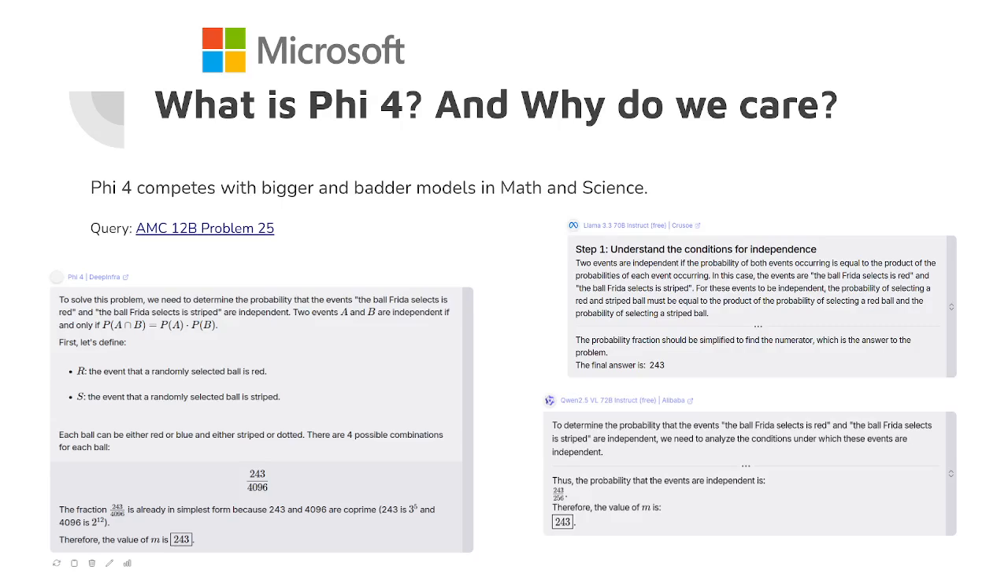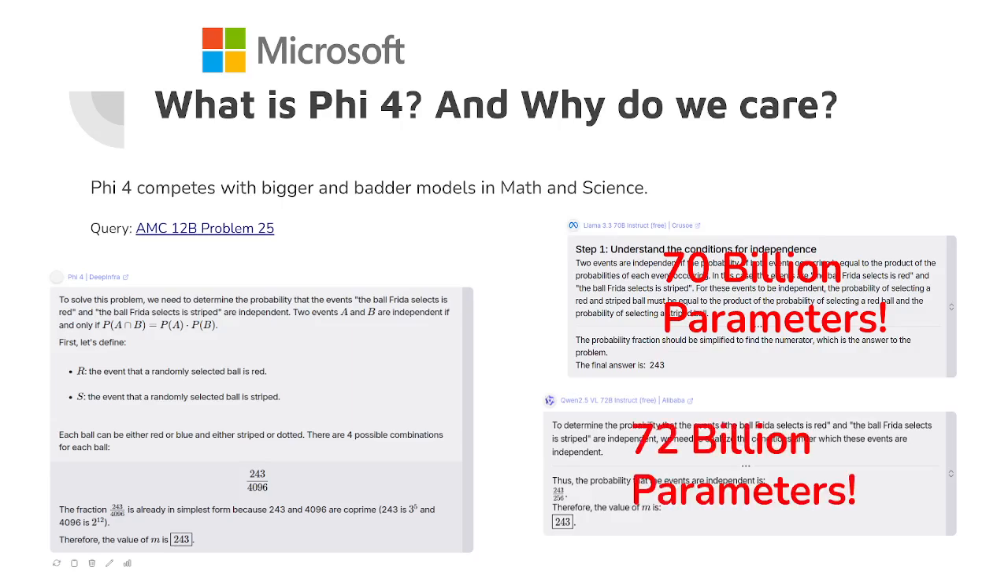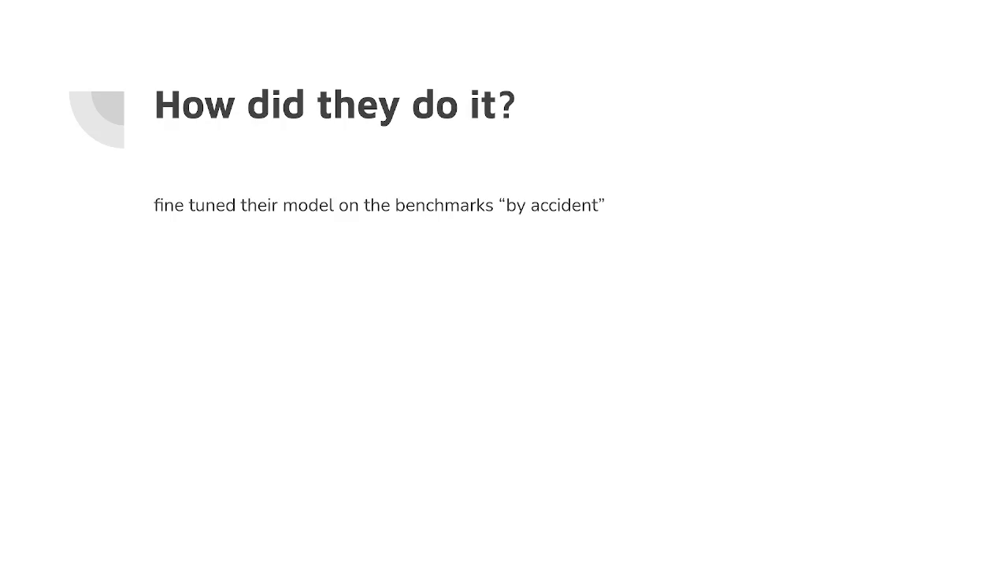But what should be shocking is this. This is 70 billion parameters. That's Llama 3. Qwen 2.5, 72 billion parameters. Phi-4, 14 billion parameters. That's kind of crazy. So how do they do it?